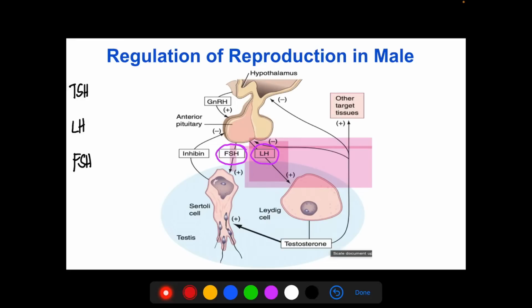As I have said, they are similar in their alpha subunits. So you have there the alpha subunit of the TSH, LH, and FSH. That also includes your human chorionic gonadotropin, because this hormone also has a similar alpha subunit to these three hormones. But again, they differ and they are specific for their beta subunit. For example, this is the beta subunit of the TSH. This one is for the LH. And this one is for the FSH.